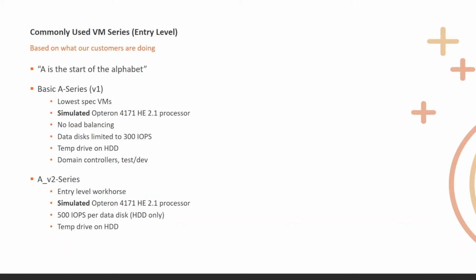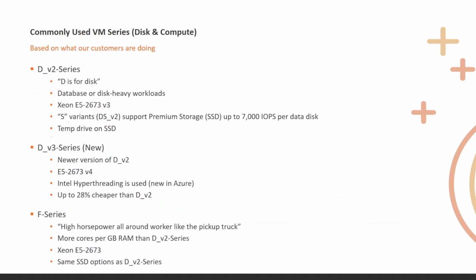So this is kind of the entry-level workhorse, where you're going to see web servers, lightweight app servers and stuff like that. Again, it's that same simulated Opteron processor, but now we do have the network load balancing, and we get the standard speed of HDD storage, which is up to 500 IOPS per data disk. Again, the temp drive is on HDD, and that's the last of the machines where the temp drive is on HDD. All the others, it's going to be on SSD.